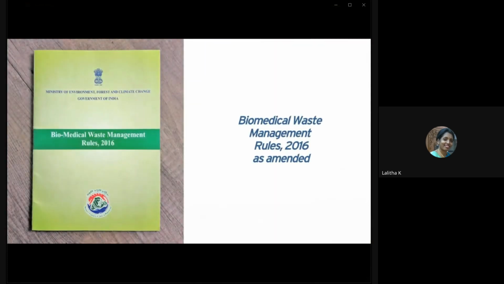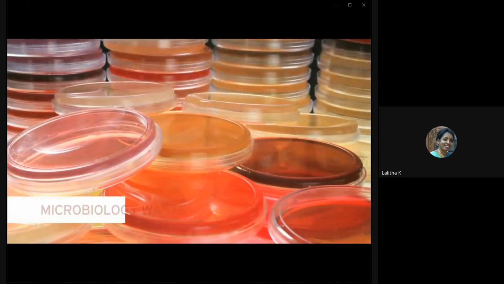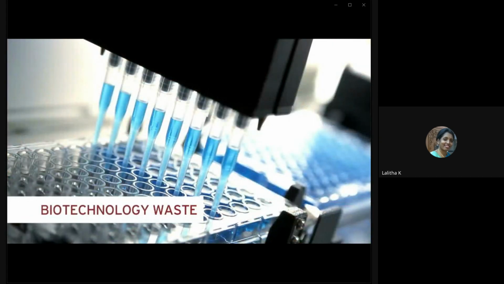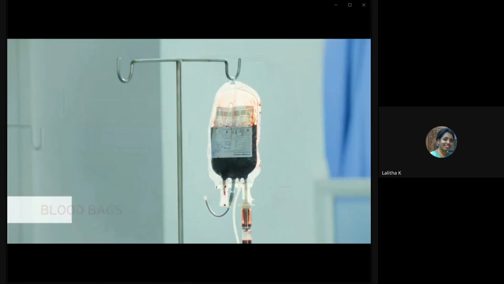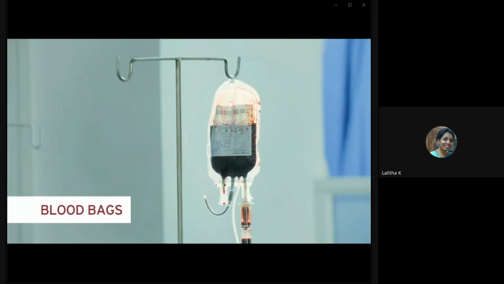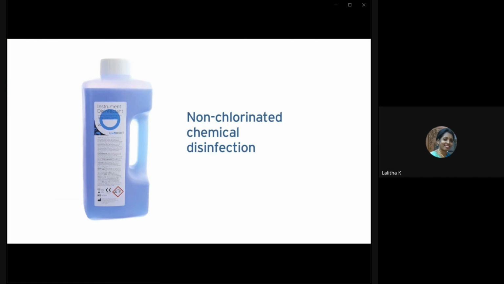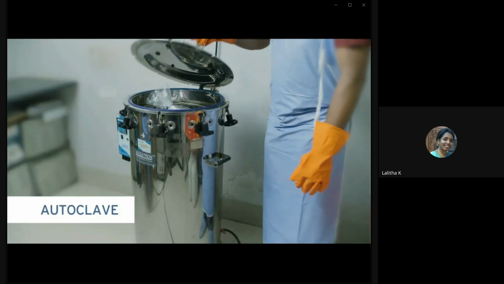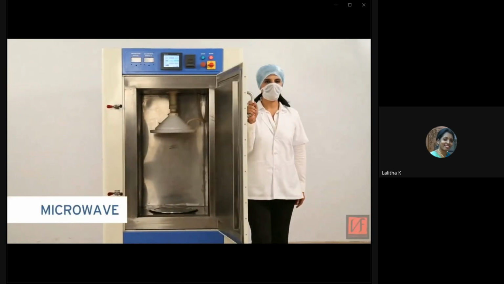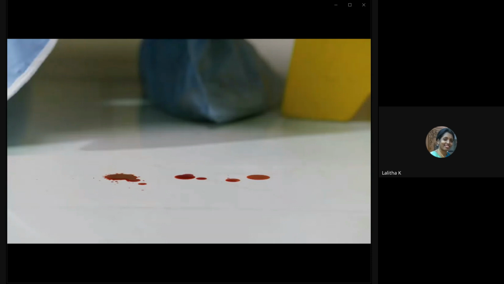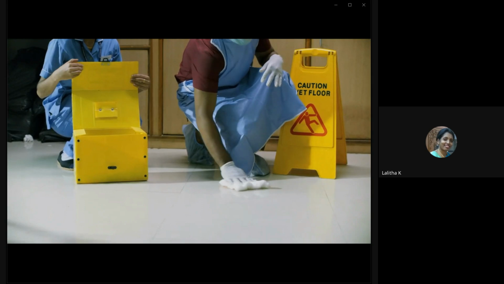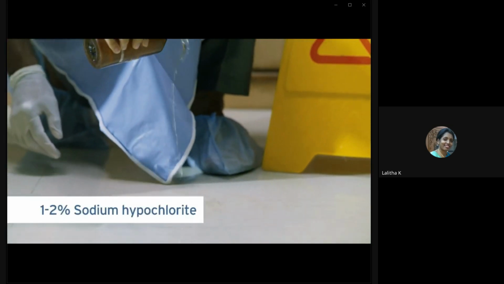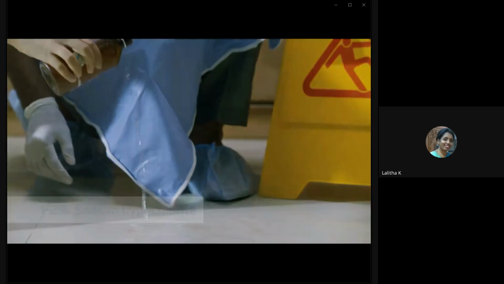surfaces. Biomedical Waste Management Rules 2016 recommends microbiological waste, biotechnology waste, and other clinical laboratory waste, including blood bags, to be pre-treated with non-fluorinated chemical disinfectant or autoclave, microwave, or hydroclave. The surfaces that have come in contact with blood or body fluids have to be disinfected with sodium hypochlorite.